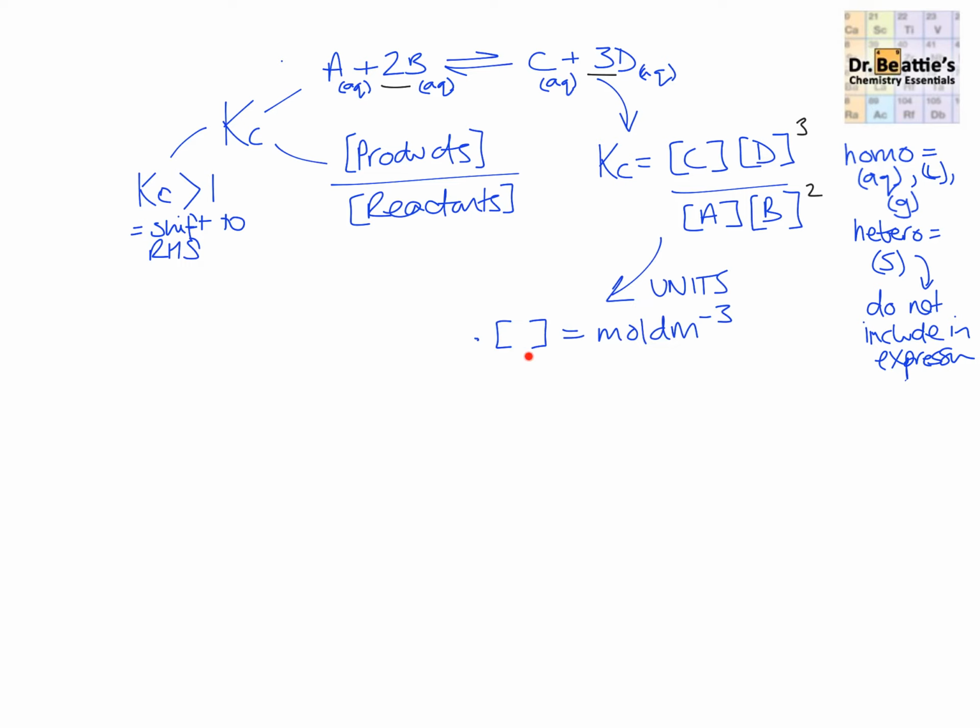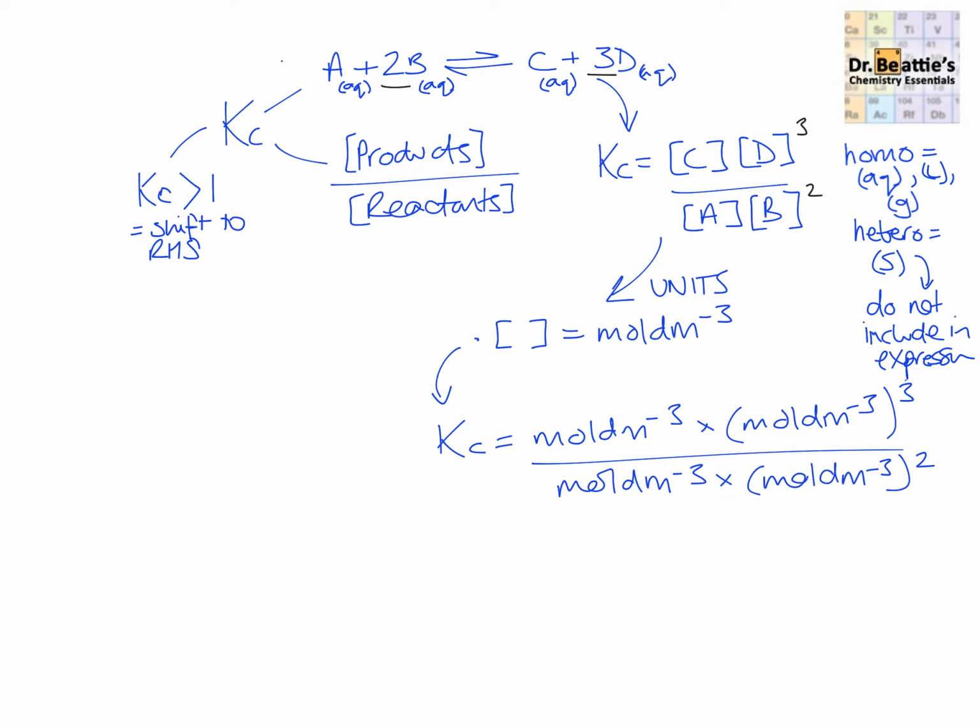So first and foremost, we need to understand that square brackets means moles per decimeter cubed. So this is our units. If we take this as our example, then our product line is going to be for C, moles per decimeter cubed. D is moles per decimeter cubed, but then that itself is cubed. And then we do the same process for the reactants. And then let's just simplify this all together. So our products is, there's 1 mole there, there's 3 moles there, so altogether mol^4. And then we've got dm^-3, and then dm^-3 cubed here. So that's minus 9 on this side, minus 3 there, so altogether minus 12.